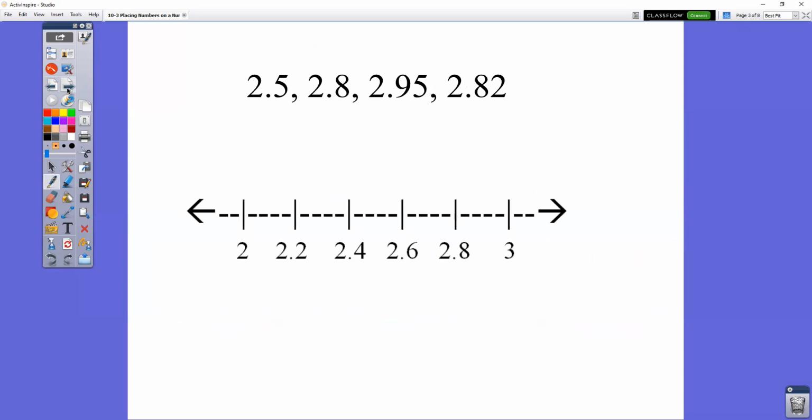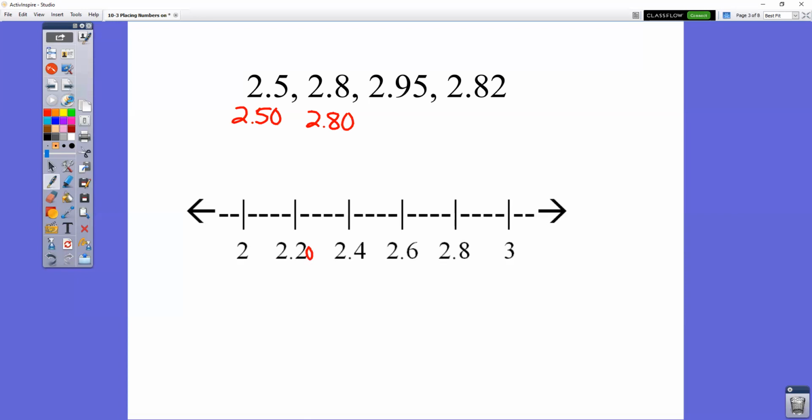So when we take a look at 2.5, 2.8, 2.95, and 2.82, my thoughts on this is make them look like money. Most people can figure out where money goes. Money has two decimal places. So for example, 2.5 is really like $2.50 because we can always add a zero onto the end. 2.8 is really like $2.80. And then you have $2.95, $2.82. I would make these look like money as well.